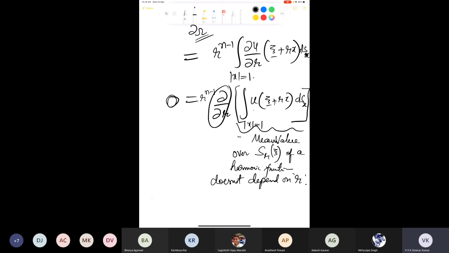So this shows that the mean value is, let us call this the mean value of a function u, define this as the mean value of a function u at a point ξ and with radius r. Of course, we have put ω_n here, and then only it is the mean value, the measure in the denominator. So this function is independent of r.